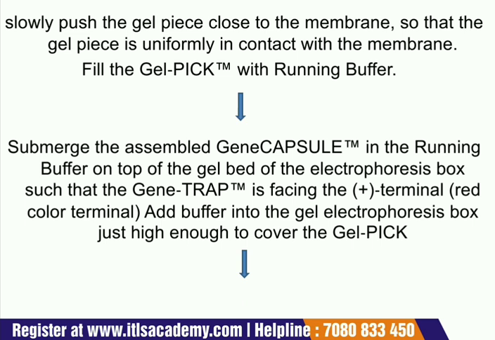Slowly push the gel piece close to the membrane so that the gel piece is uniformly in contact with the membrane. Fill the gel pick with running buffer. Submerge the assembled gene capsule in the running buffer on top of the gel bed in the electrophoresis box such that the gene trap is facing the plus terminal, the red terminal, and add buffer to the electrophoresis box just high enough to cover the gel pick. If the gene capsule floats, remove some of the buffer.